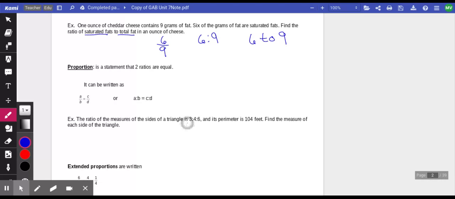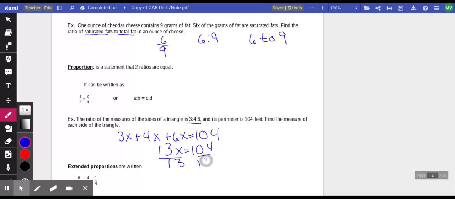So here we're using an extended ratio, where it's 3 to 4 to 6. So I'm going to say 3x plus 4x plus 6x equals 104. I solve that by adding those up, and that's 13x equals 104. Divide both sides by 13, and x equals 8. So therefore the measure of each side is 24, 32, and 48.